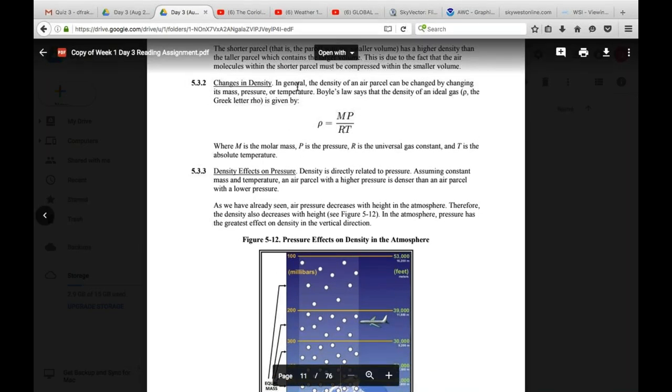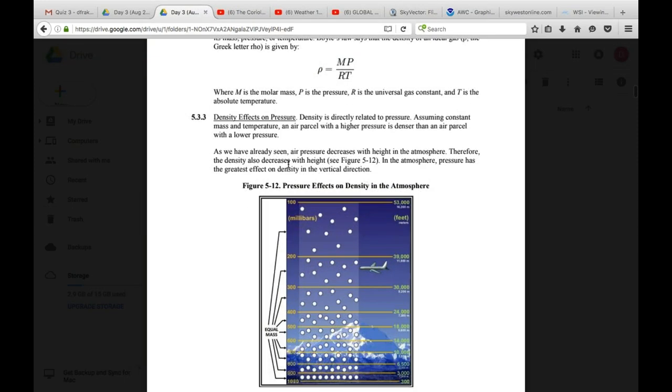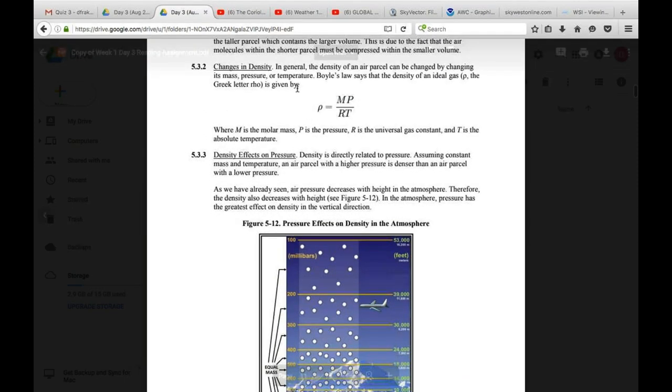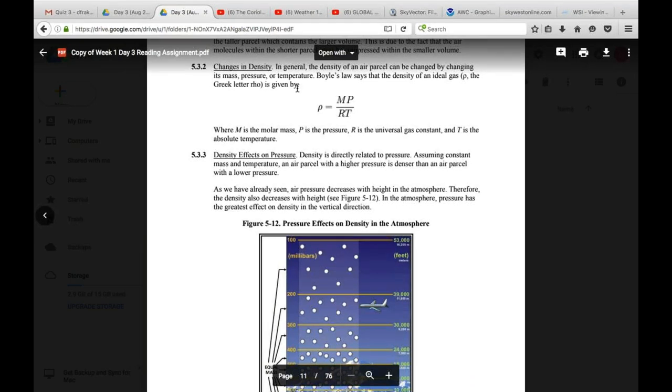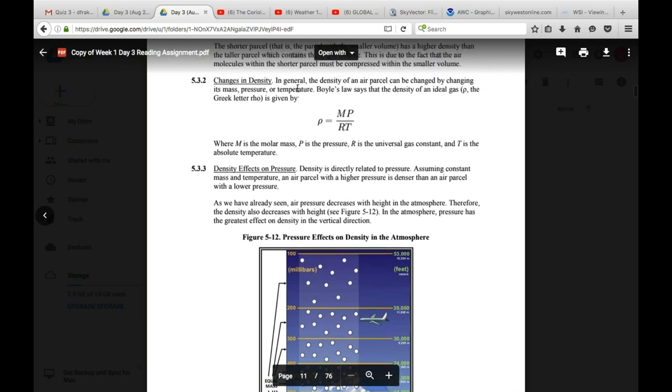So in general, the density of an air parcel can be changed by changing its mass, pressure, or temperature. So this is Boyle's law. Mass, pressure, and temperature can all change density. This kind of ties into each other, because when we're talking about the amount of air, the pressure of the air, or the temperature of the air, that can all change things like the pressure gradient and the pressure that our altimeter is reading.